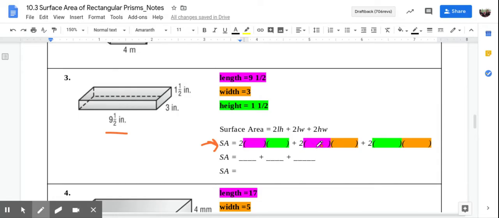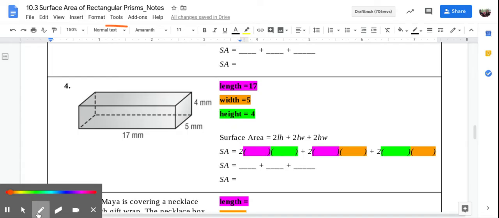What is 2 times the length times the width? And what is 2 times the height times the width? Okay, you should have just given me those three answers. If any of your answers were wrong, make sure you use the correct answer. Tell me, what is the total surface area of the third rectangular prism?